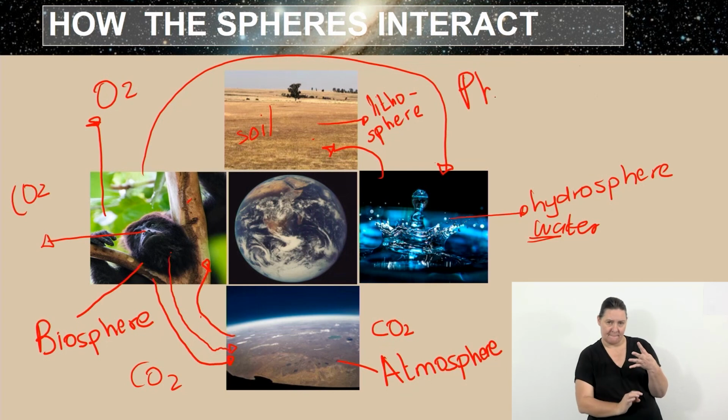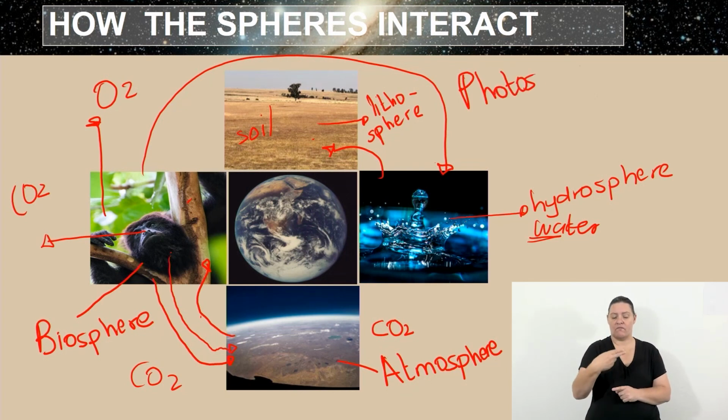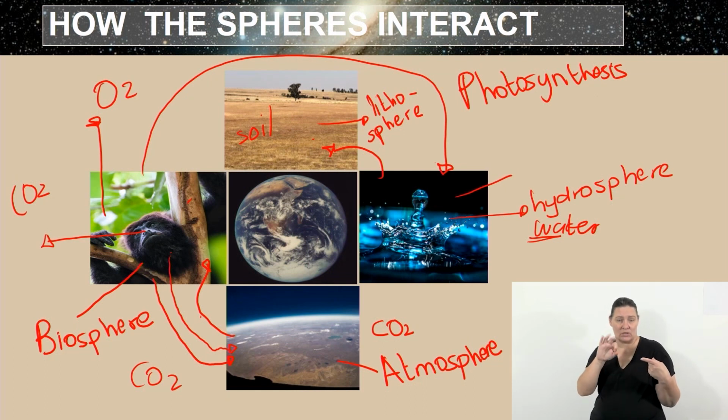So if we remember very well, photosynthesis: we need water, which is the hydrosphere, from the soil, which is the land, that must interact with the plant, which is the biosphere, in order for us to release oxygen, and also the plant must absorb carbon dioxide back. And that is how photosynthesis links with how the spheres interact with each other.